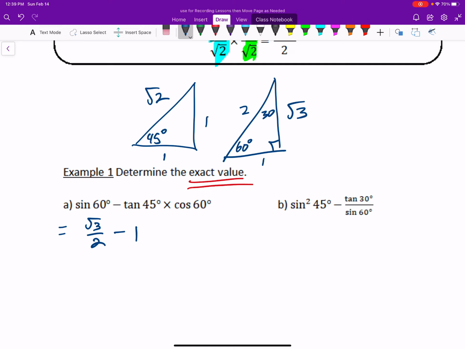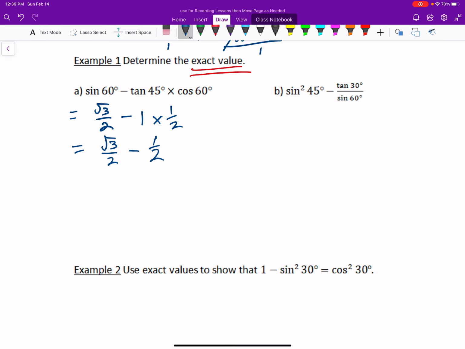So minus 1 times cos 60. So back to the 60. Cos is adjacent over hypotenuse, or 1/2. Now I can just work it out using order of operations as usual. I've got root 3 over 2 minus 1/2. 1 times 1/2 is just 1/2. I should try to bring it together into a single fraction because, with a common denominator, they already have a common denominator, so that's handy. So I can just write this as root 3 minus 1 all over 2, and that would be my answer.